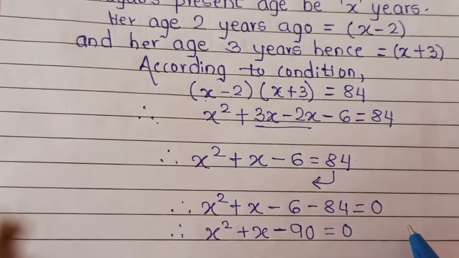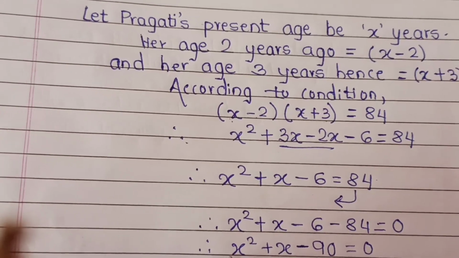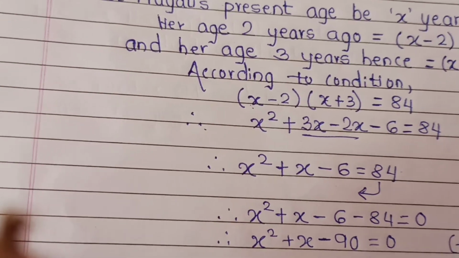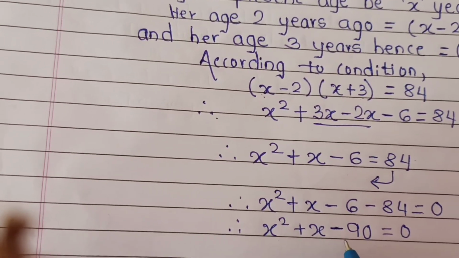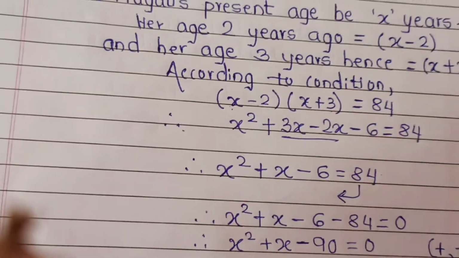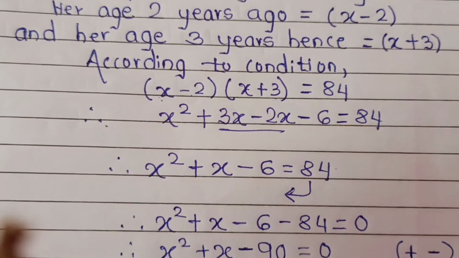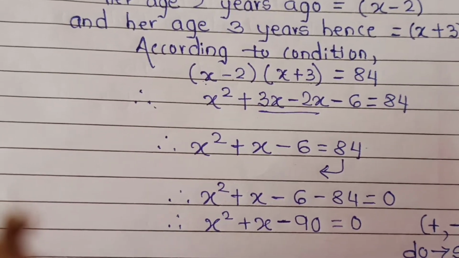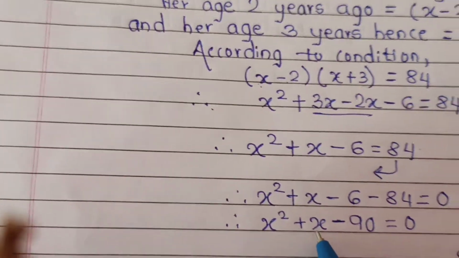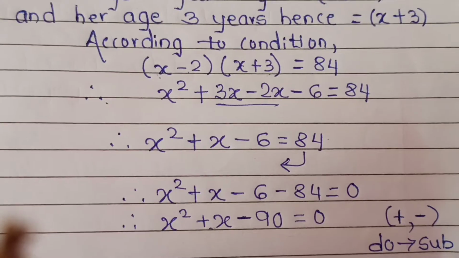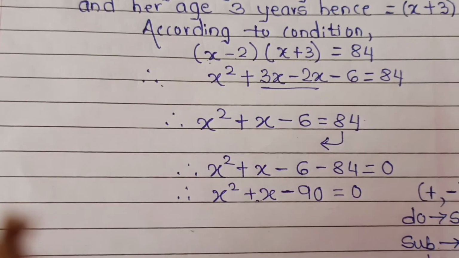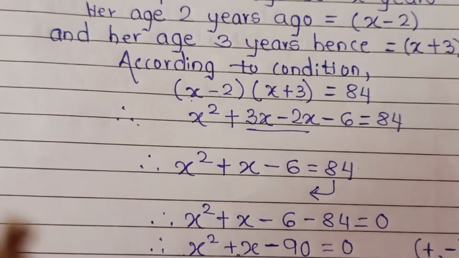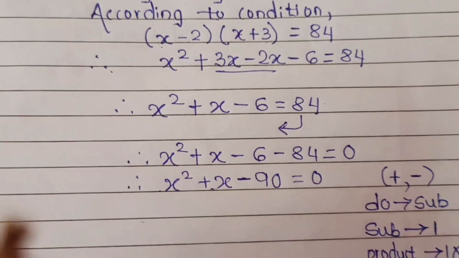Let's solve this. For solving, the process is: sign of first term multiplied by sign of second term, so plus plus gives us plus. Next, sign of second term and sign of third term, plus minus gives us minus. Now plus minus, that is we have to do subtraction. So what should be the subtraction? Subtraction is the coefficient of middle term, which is 1. Product is coefficient of first term into the last term, that is 1 into 90. So it's equal to 90.